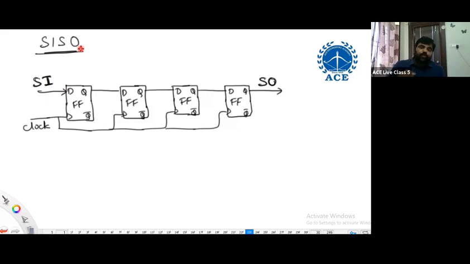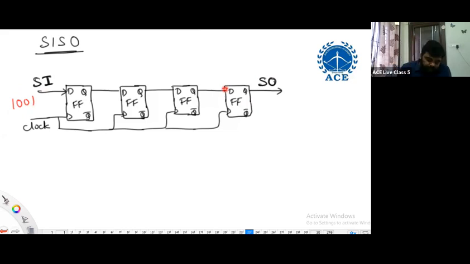Now, if I feed 4-bit information at the serial input port, for example, if I feed 1001 at the serial input port, after how many clock cycles can I see it at the serial output port? Let us see what happens.